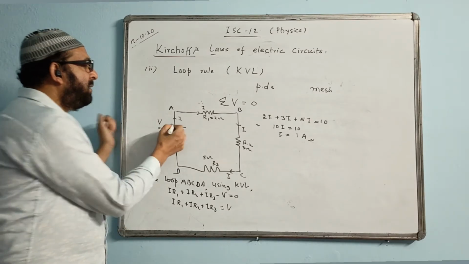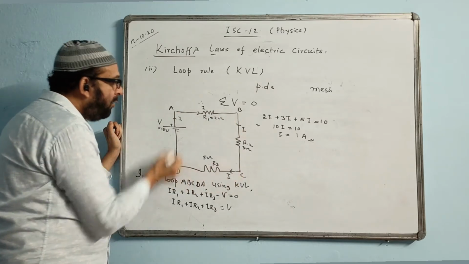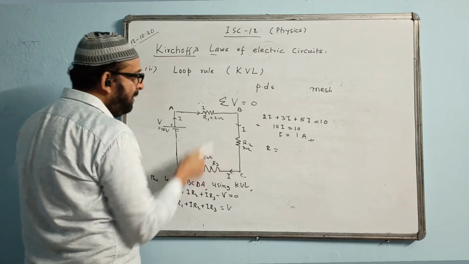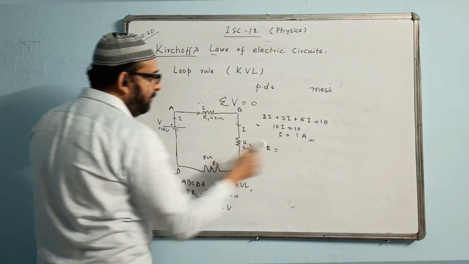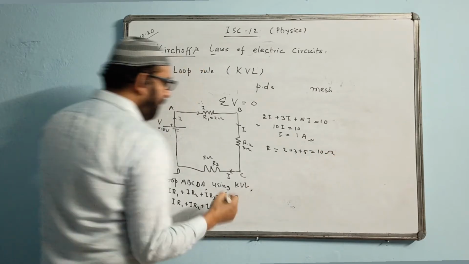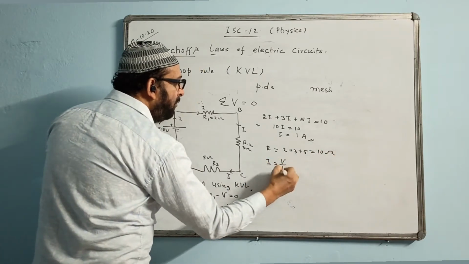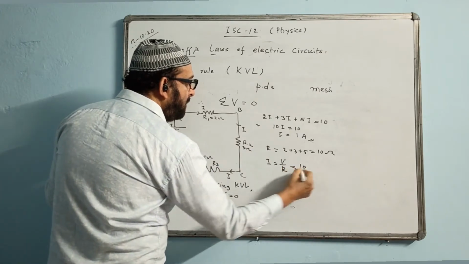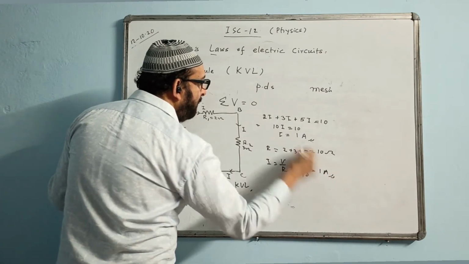And we can do it directly also. The direct method is like this. You see, these three resistances are all in series. What is the total resistance coming? Total resistance: add this plus this plus this, 2 plus 3 plus 5. The total resistance is coming 10 ohm. Therefore, find the current. The current formula is I equal to V by R. What is the value of voltage? 10. And R is also 10. The answer will come the same, 1 ampere.